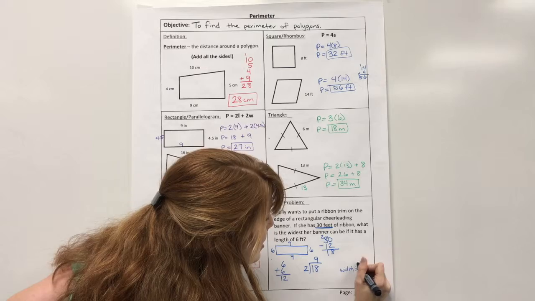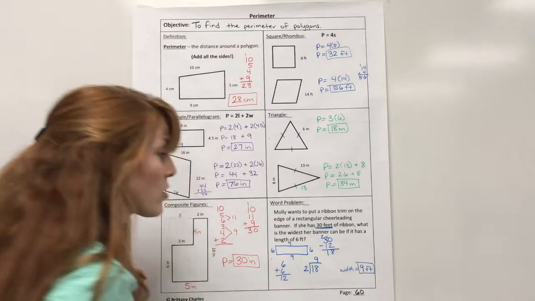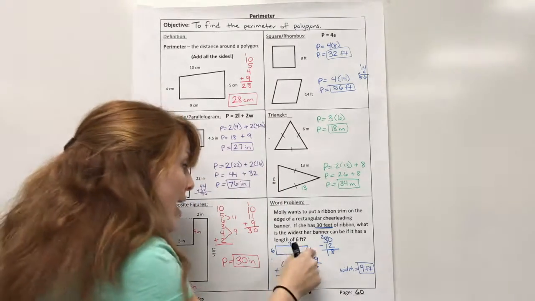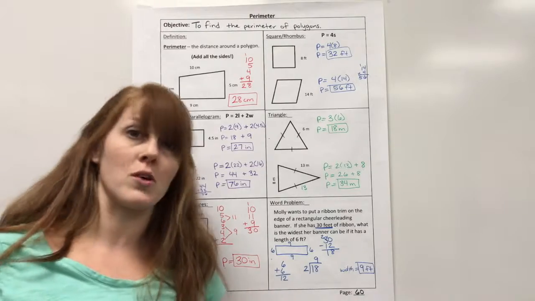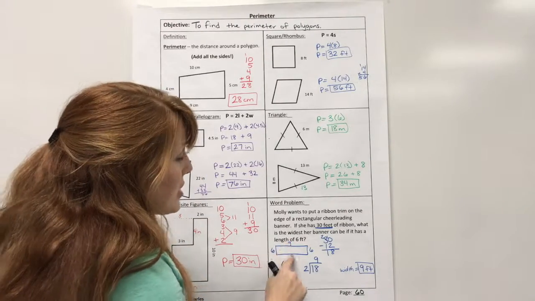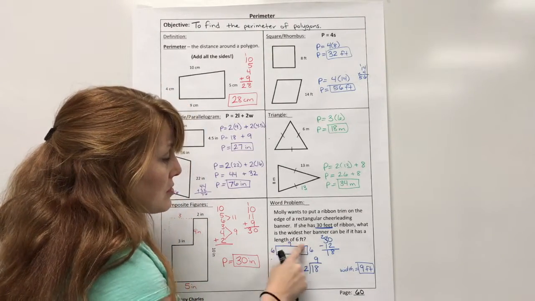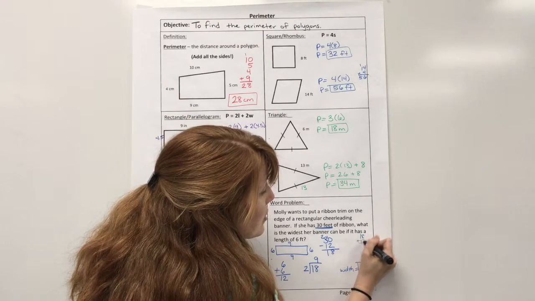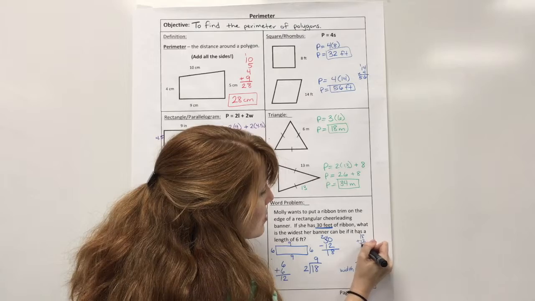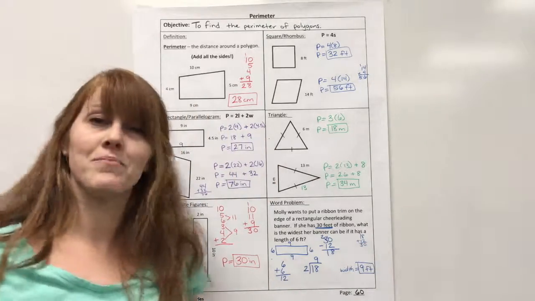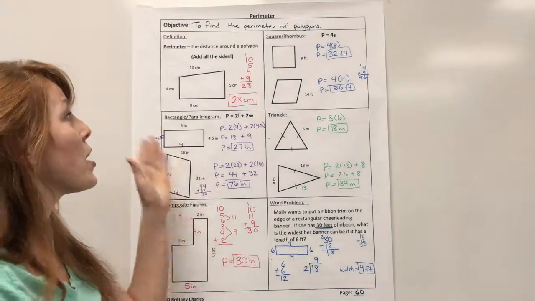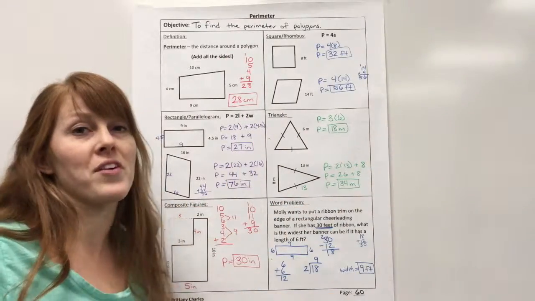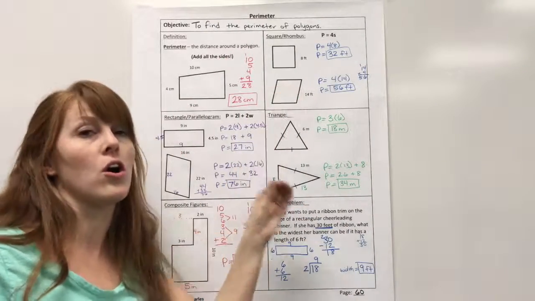Now, let's double check. How could I check this? Well, let's add all four numbers and make sure that we get 30. So 9 and 9 is 18, and 6 and 6 is 12, and 18 plus 12, that's 30. All right, seems to work. All right, guys, so just remember, perimeter is all the way around the outside. When in doubt, add all the sides.